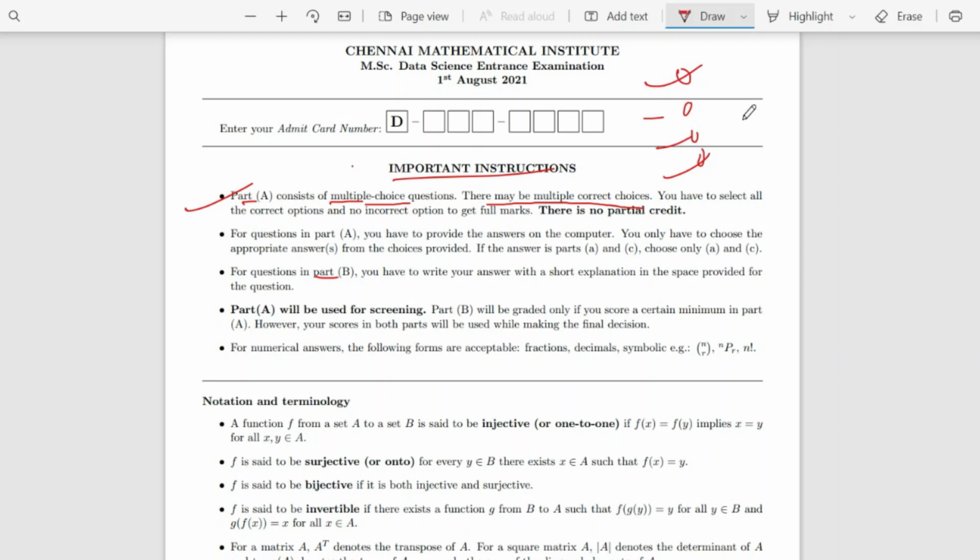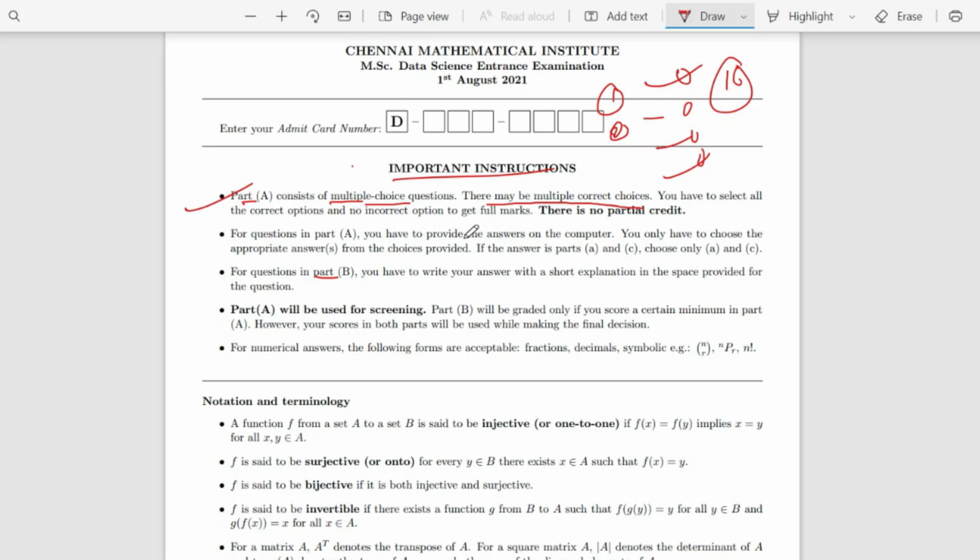But what is hard here is that you will not know exactly which questions have multiple correct choices. Let's say there are 16 questions. Question number one may be multiple correct, question number two may be single correct, so you don't know anything. You have to check each and every option for all the questions, because some questions may contain multiple correct answers and there is no specific separate section for that.